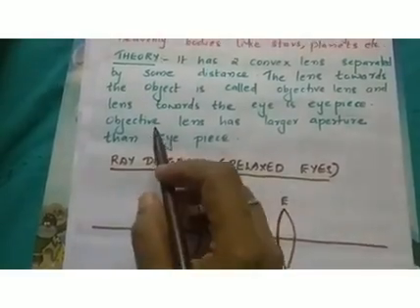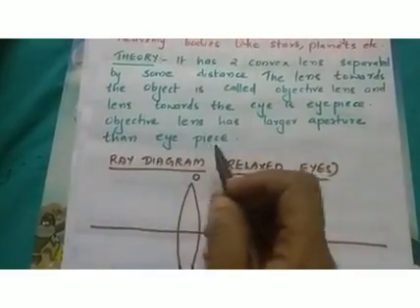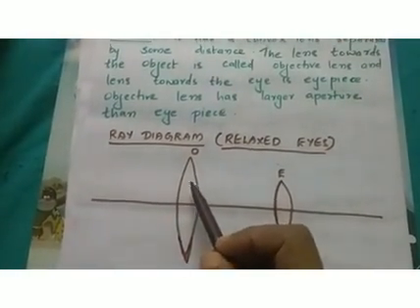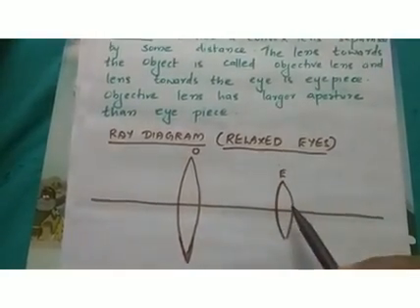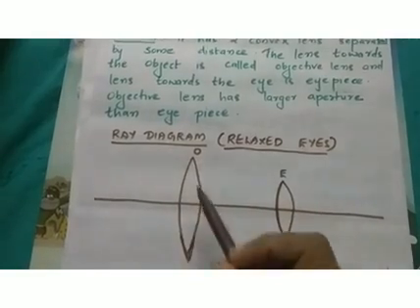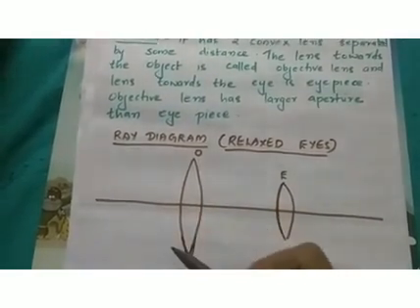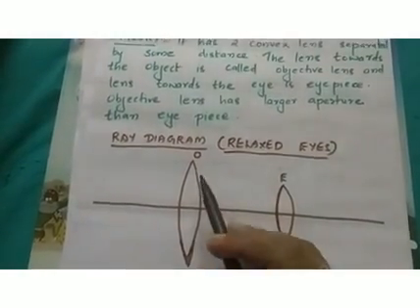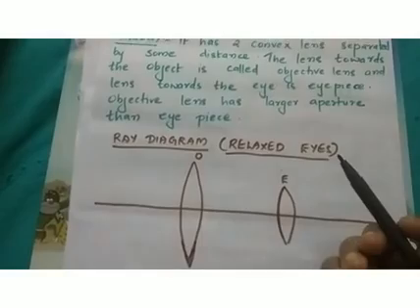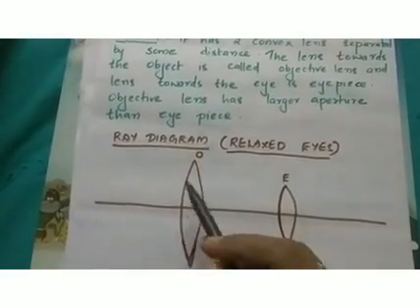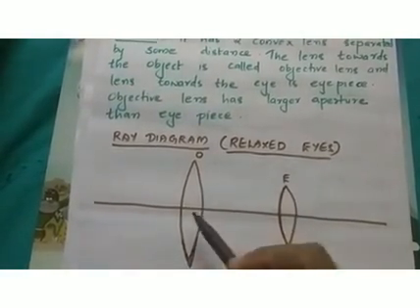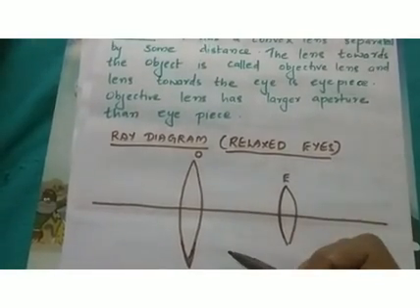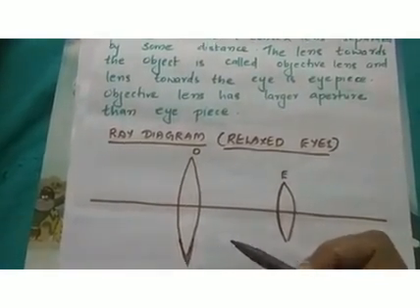Objective lens has larger aperture than eyepiece. So as you can see here, this is the objective lens O, this is the eyepiece lens E, and the objective lens has larger aperture than the eyepiece lens. Okay. So just the reverse of a compound microscope. In a compound microscope, the eyepiece has larger aperture than the objective lens. But in a telescope, the objective has larger aperture than the eyepiece.